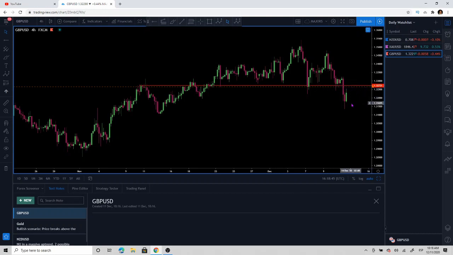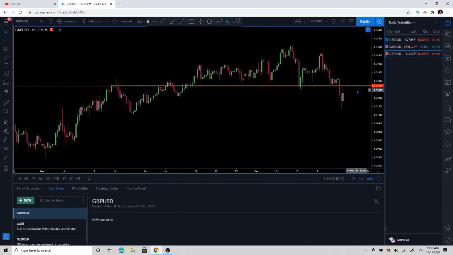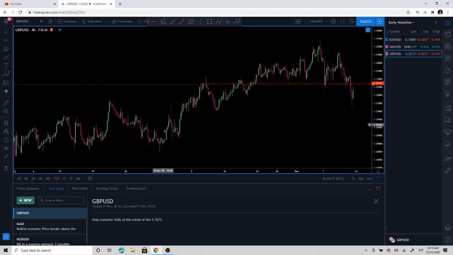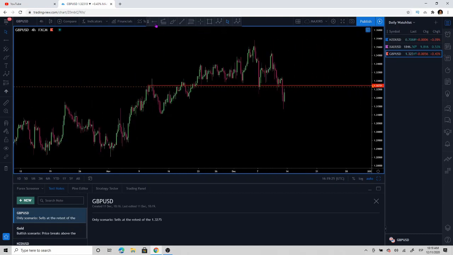So we need a clear retest and break of the 1.3275 level. The only scenario, and this is one that I'm really liking, the pound on the US dollar, and I'm going to show you the daily and everything about this, is sells at the retest of the 1.3275. Now this gives us a great R. Well, let's have a look.